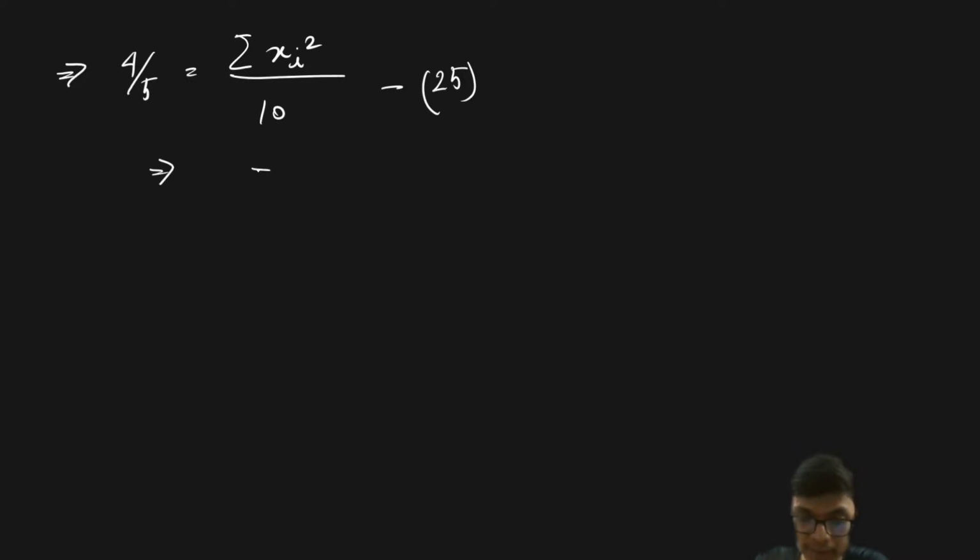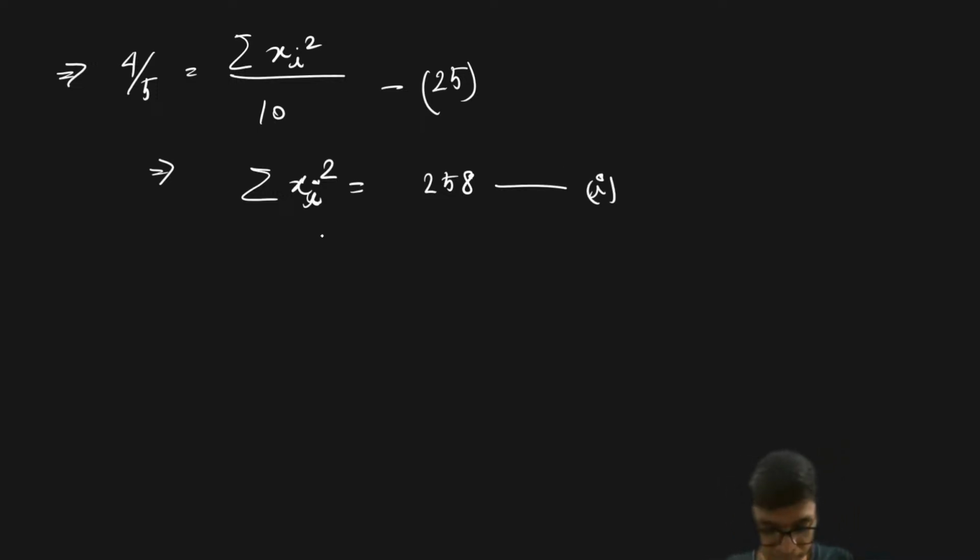So from here, if I write the same, the variance is 4/5 and this is equal to summation of xi whole square divided by 10 minus square of mean, that is basically 25, because 5 is the mean, so square of mean is 25, right? So from here I'll get my summation of xi square is equal to 258. Are you able to follow this? So this is coming out as 258.